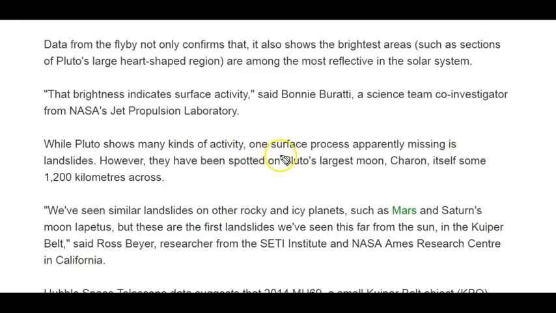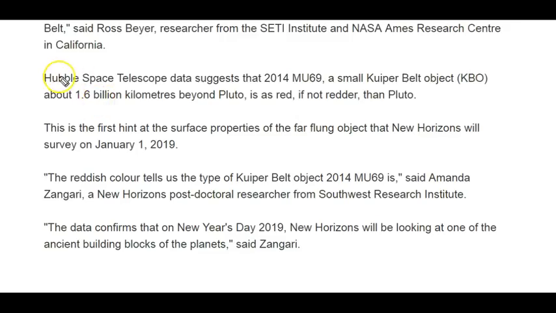And one surface feature that is missing on Pluto is landslides. Landslides are absent on Pluto, but landslides are spotted on Pluto's largest moon, Charon. This is an important prelims point. What is the name of Pluto's largest moon? That is Charon. We also advise you to prepare thoroughly on the Hubble Space Telescope as well.